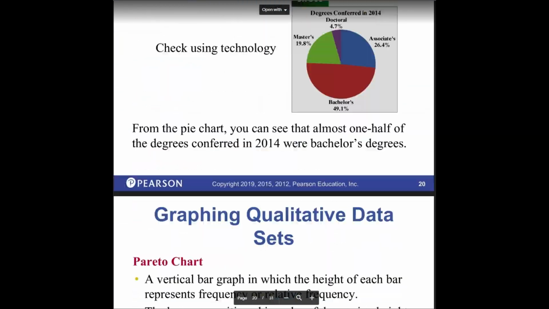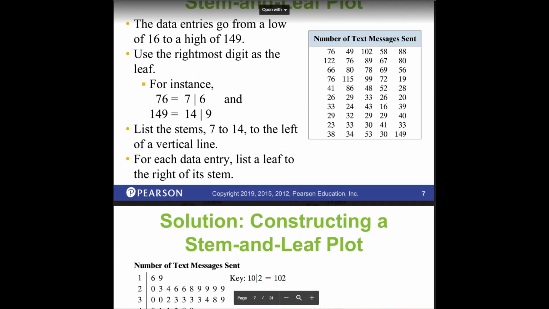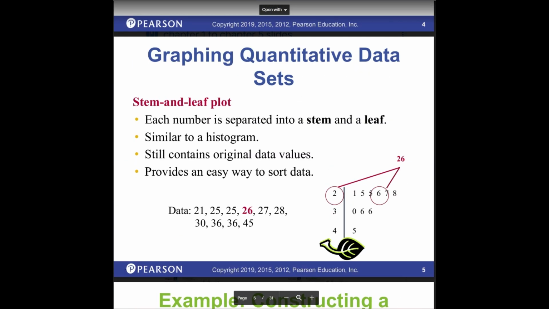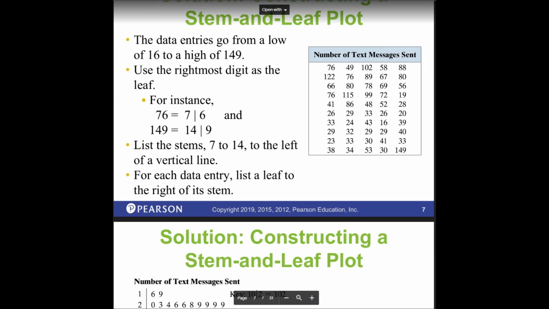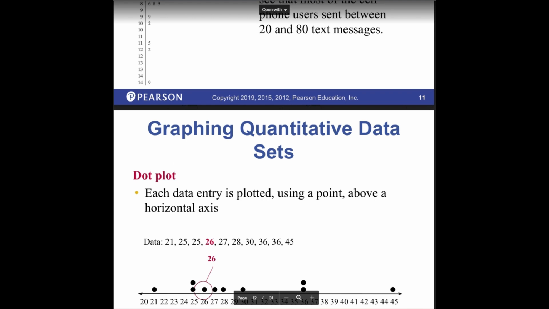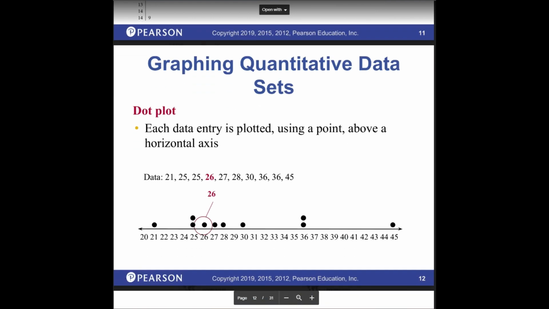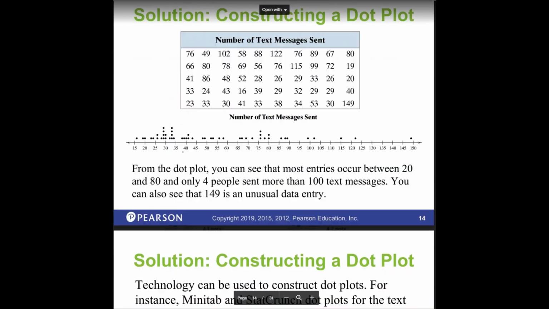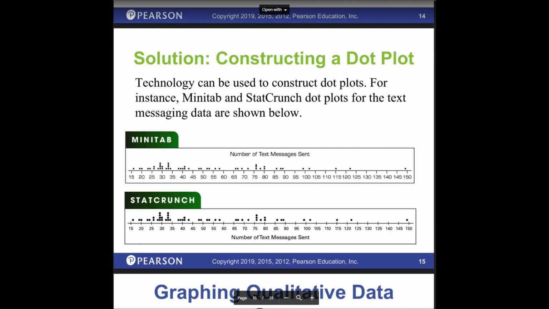So let's go over a quick summary. We're going to go back all the way up here. We learned about the stem and leaf plot, and we learned how to graph them, and we got a few examples of that. And then we learned the dot plot, very simple, just putting dots over our x-axis of numbers. And then we learned how to make it in Minitab and StatCrunch.